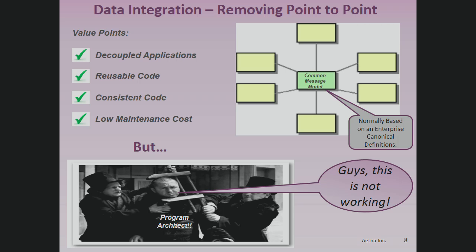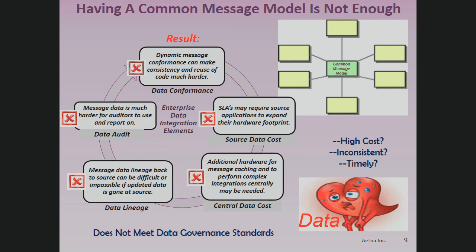Now, if this was the answer, everybody would know this. There would not be data hubs, enterprise data hubs today, as we know it. This would be the answer. And there's reasons why this is not the answer. So if you look at this slide, these are just some of the problems if you were to stand up an enterprise service bus with a common message model, and that's how you did all the integration between your applications.